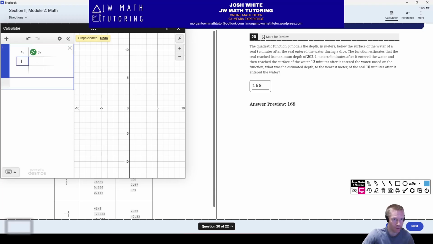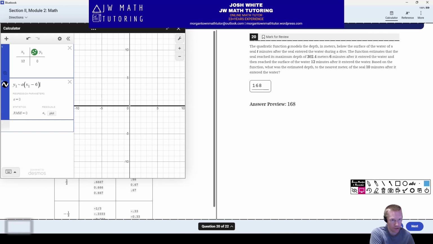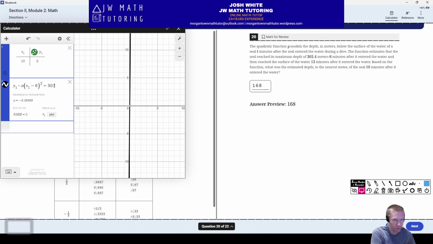First, we create a table. In that table, you only need to enter the 12,0 point. You don't need to enter the vertex point because those values are going to be entered in for h and k. So again, h is 6, k is 302.4.